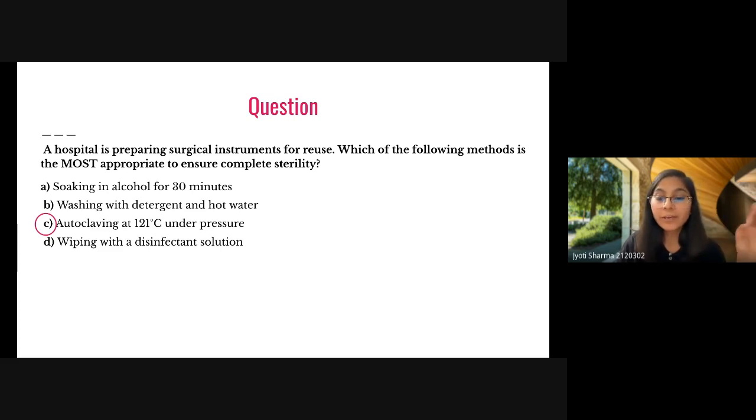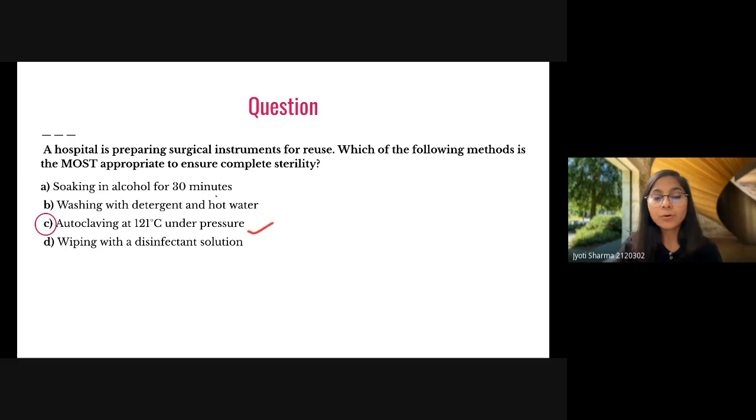Then autoclave, yes, autoclave is one of the promising techniques by which we can kill all the organisms, all the bacteria and fungi that we have on that instrument. And wiping with the disinfectant solution, the role of the disinfectant is to reduce the number of microorganisms, but again it is not promising to kill all the bacteria or fungi or other microorganisms. So the only best option is to use the autoclave.